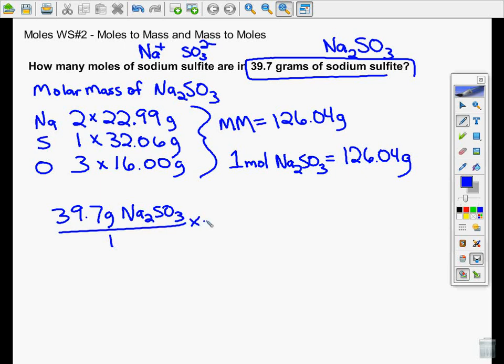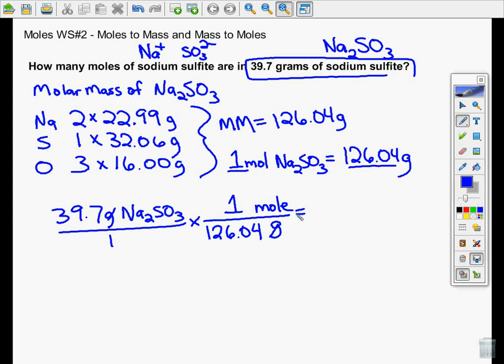Now I don't want grams in this case, I want to know how many moles. So I want grams in the bottom of the next fraction, so grams cancel out. And up top, I put moles. What goes with moles? The number 1. What goes with grams? 126.04. Fill in the numbers secondly. Grams will cancel out, and you're going to get moles of the sodium sulfite.